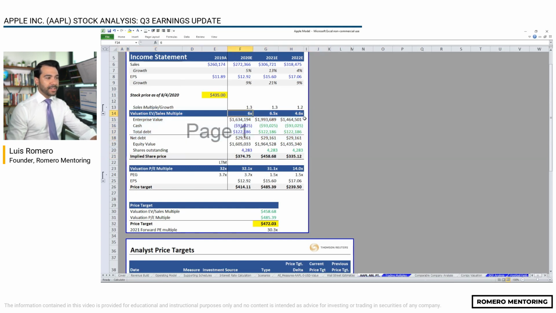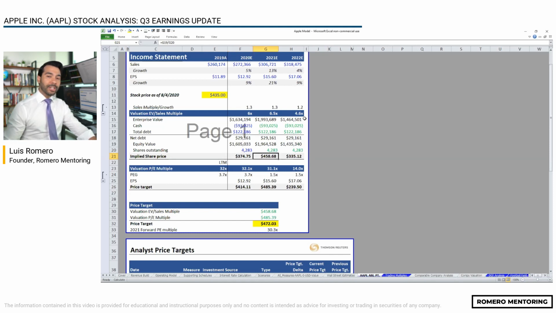Here we have 6 times for 2020 numbers on revenue. If we take the multiple, 6 times their 2020 expected revenue, that gives us an implied enterprise value. We subtract our net debt, we get equity value, we divide it by the shares outstanding, and we get an implied share price. That's for this year.